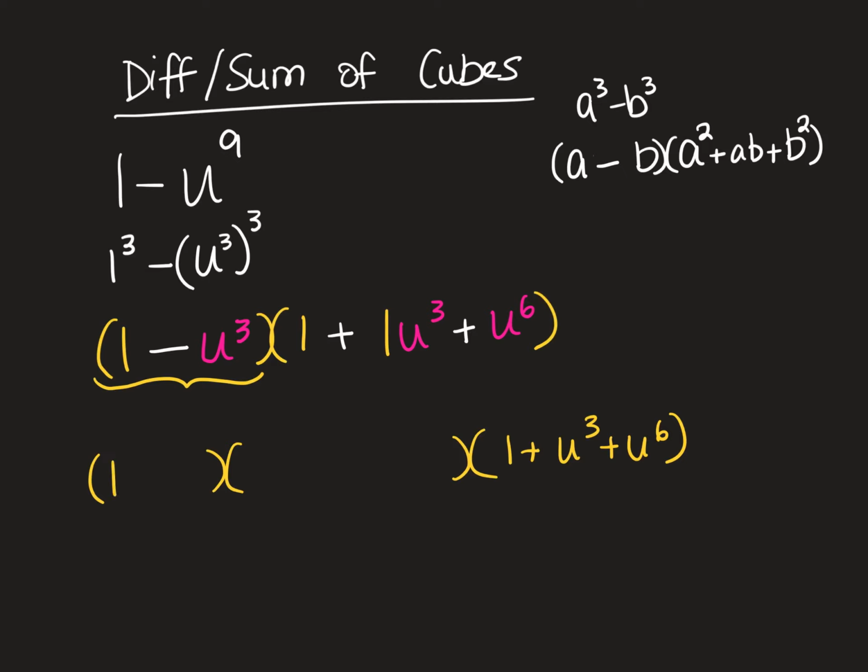To factor 1 minus u cubed, I know that the cubed root of 1 is 1. I know that the cubed root of u cubed is just u. I'm going to square 1. I'm going to square u, and then I'm going to multiply them together. And then once again, the signs are same as what we started with, which is minus. Opposite, always plus.